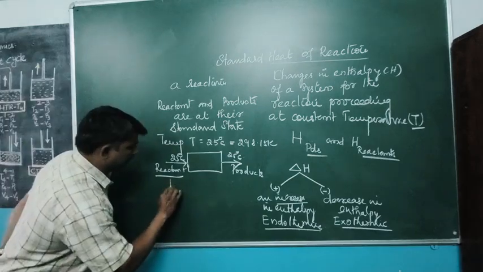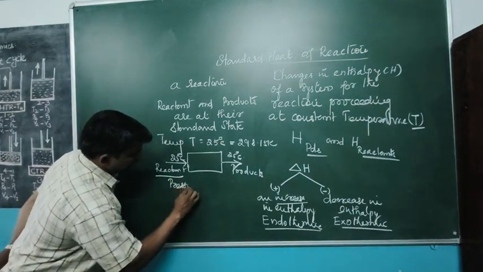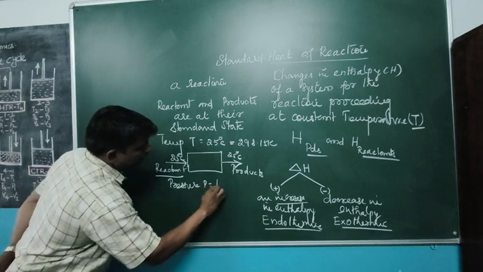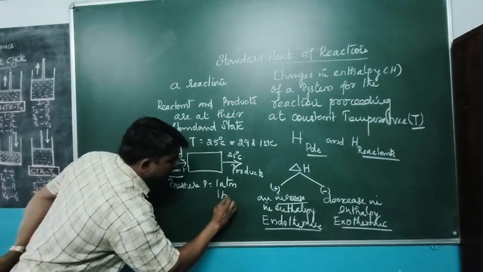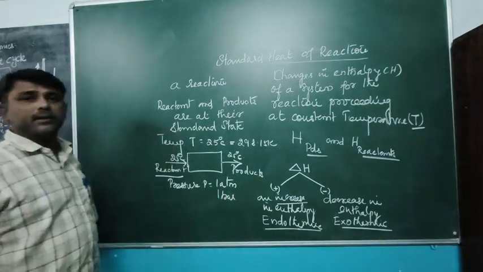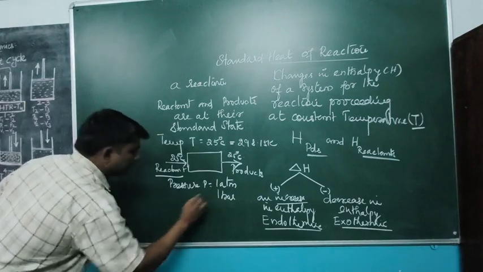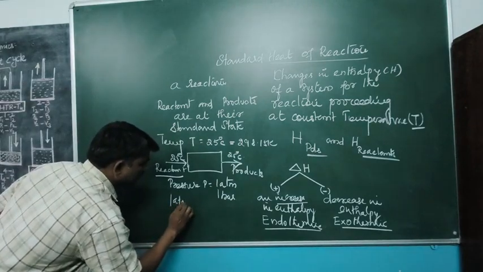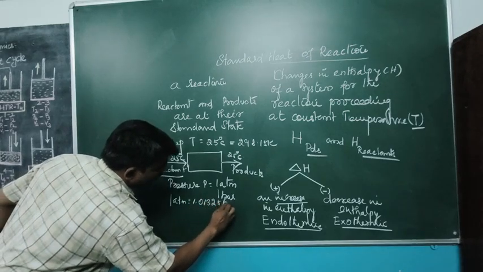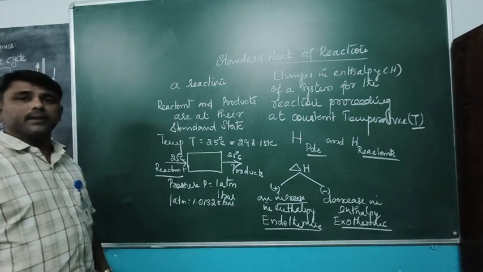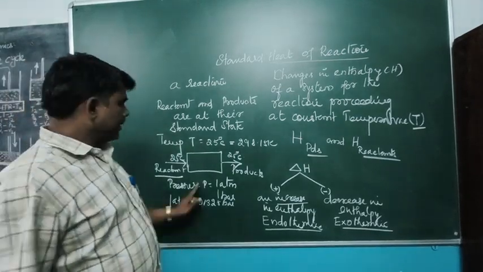Similarly, pressure P is equal to 1 atmosphere. Nowadays, 1 bar is conventional. 1 atmosphere is equal to 1.01325 bar. Nowadays 1 bar is a standard one. Clear? Temperature, pressure.